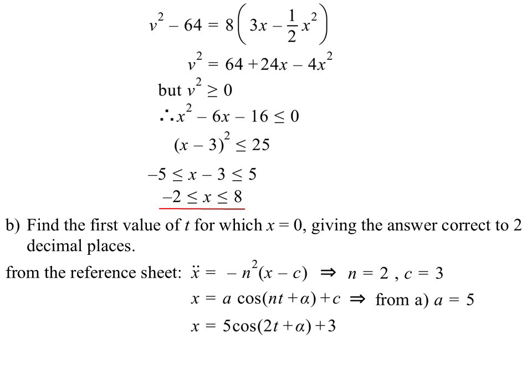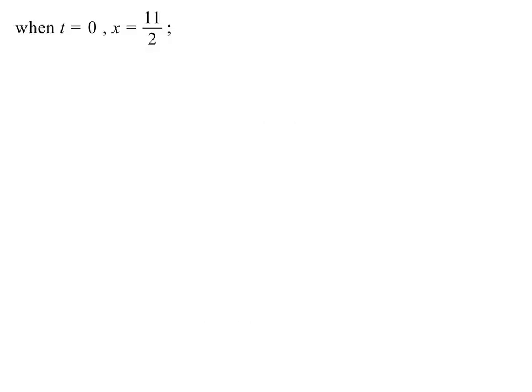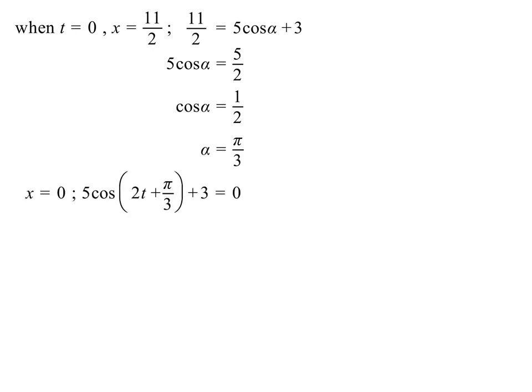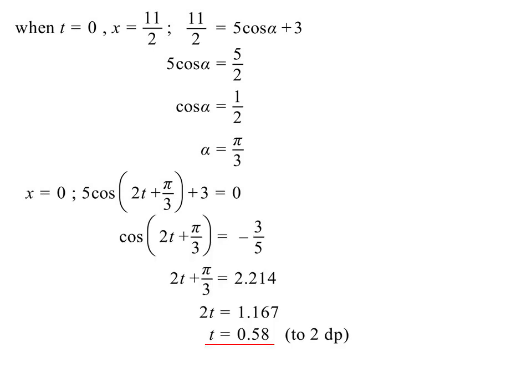Alpha, what's alpha? Sub in t equals 0, x equals 11 on 2. So from this, we can work out alpha is pi on 3. There's the last piece of missing information we had for this problem. Now, when x equals 0, we can actually answer the question. We solve this trig equation, and finally we got 0.58. It's a little bit more involved, that question, a bit more to do.